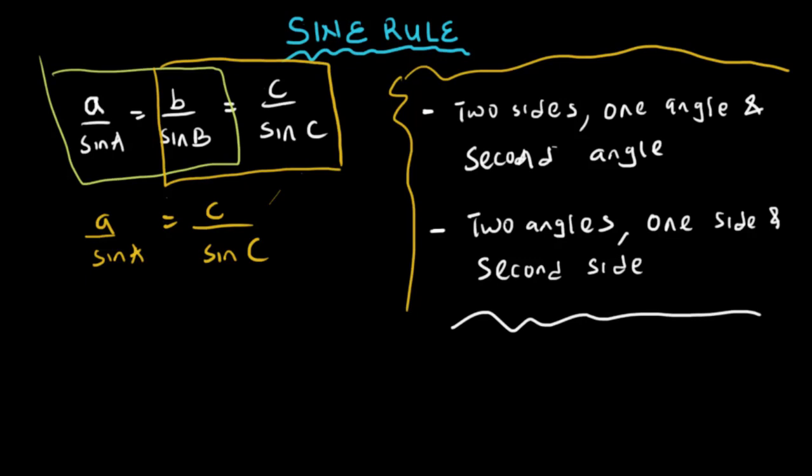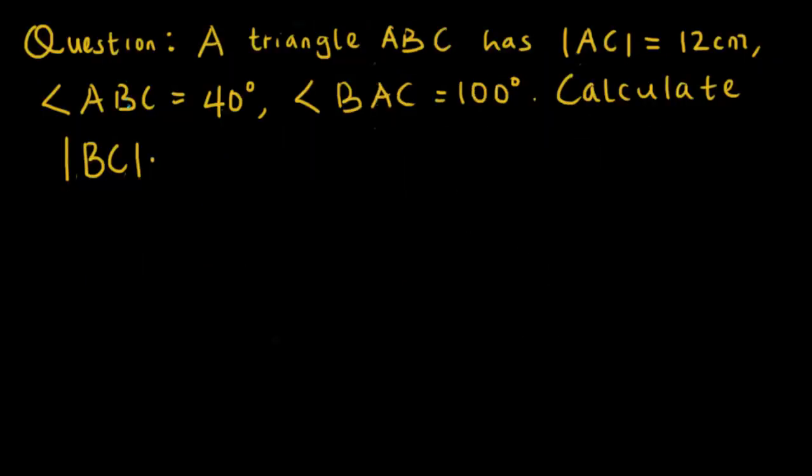As you solve, you will realize that the side must be facing the angle. Having said this, let's take an example. We have this question: a triangle ABC has line AC equals 12 centimeters, angle ABC equals 40 degrees, angle BAC equals 100 degrees, and we are told to calculate line BC.